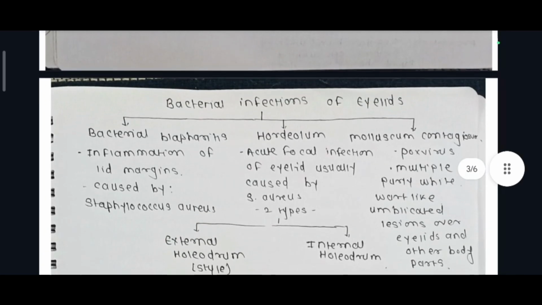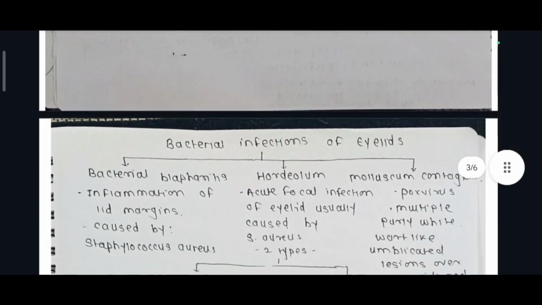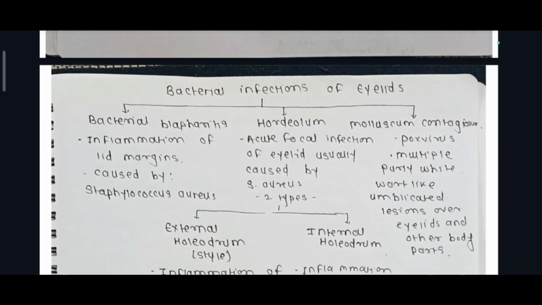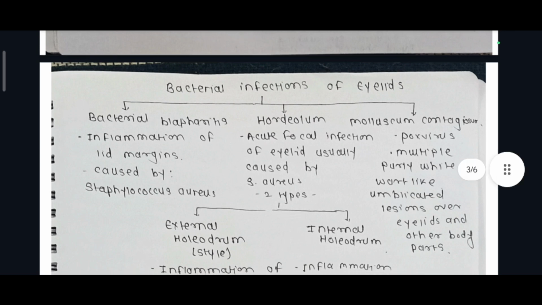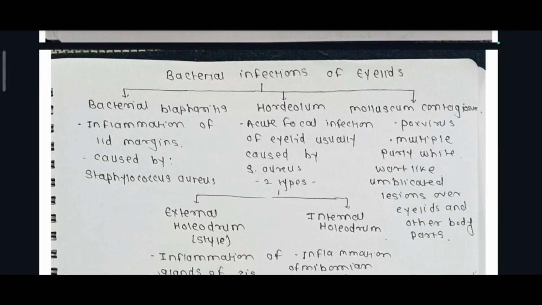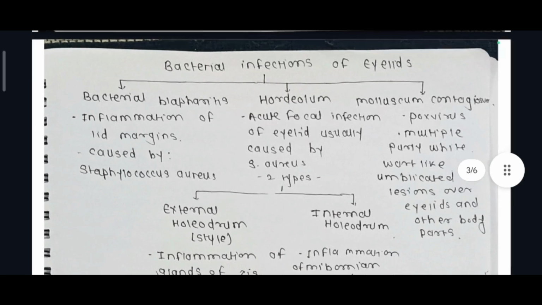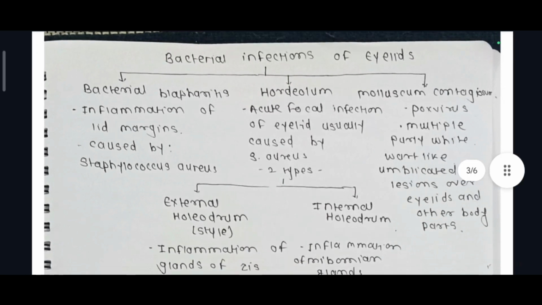After endophthalmitis, we will see the bacterial infections of the eyelids. Bacterial infection of the eyelids is further divided into three categories. One is bacterial blepharitis, second is hordeolum, and third is molluscum contagiosum. So first is bacterial blepharitis. Bacterial blepharitis is the inflammation of lid margins, which is caused mainly by Staphylococcus aureus.